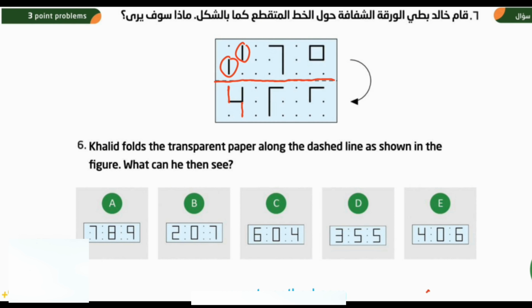Now for the second number, this line here, the first one, will be here, and this line will be here. Now for the last number here, this square here will be drawn here. And now this is the answer. So if we look here between the answers, we will notice that E is the correct answer.